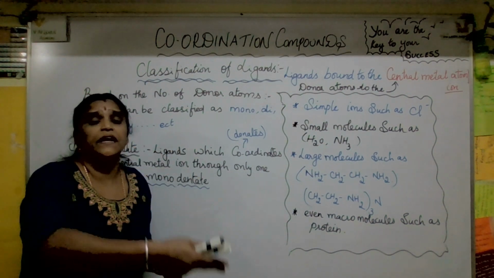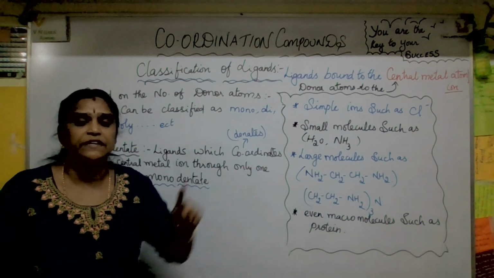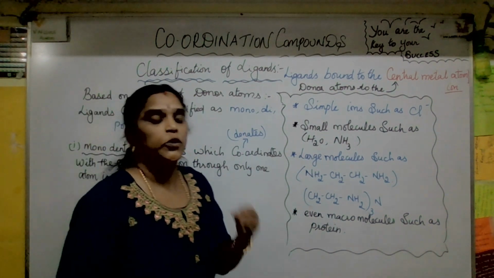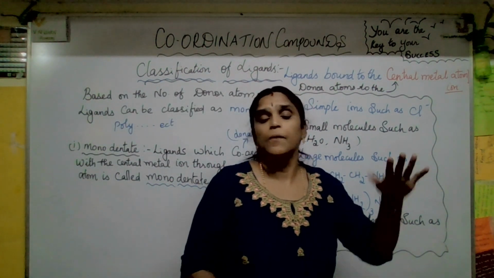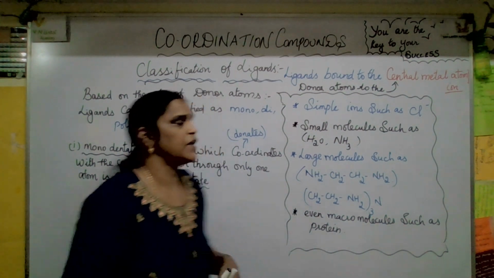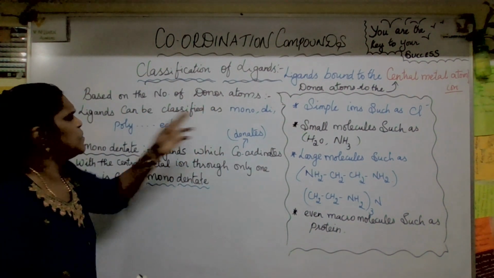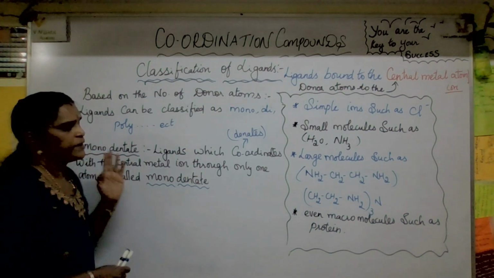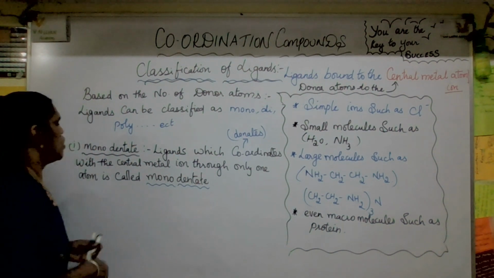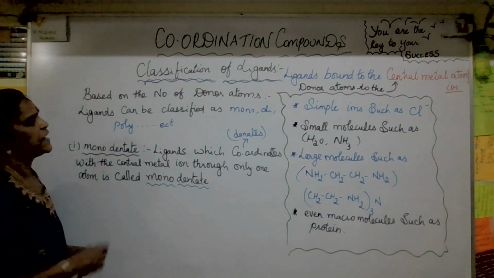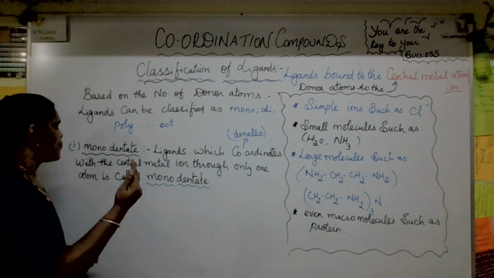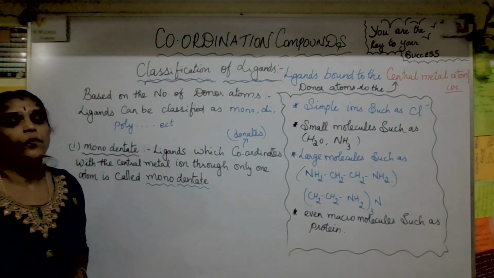So how many donor atoms does a ligand have to the central metal ion? We can say mono, di, tri, tetra, poly, like that we can identify. So based on the number of donor atoms, ligands are classified as mono, di, tri, tetra, poly, as I just mentioned. Now, monodentate ligands coordinate with the central metal ion through only one atom, and that is called monodentate.